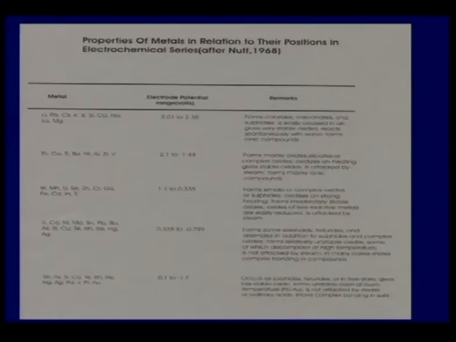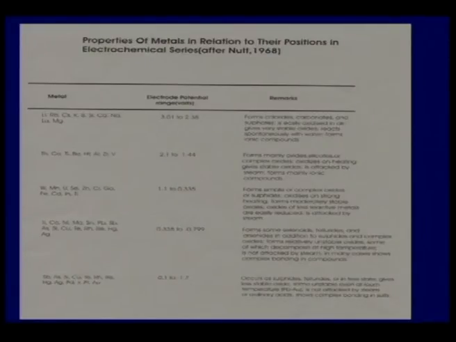If you come to the metals below that, with values of electrode potential 2.1 to 1.44, they form mainly oxides, silicates or complex oxides, and oxides on heating. They will not oxidize in air. If they are heated, they will form oxides, and they will give stable oxides. They are attacked by steam. They will not be attacked by water, they will be attacked by steam, and they will form mainly ionic compounds again.